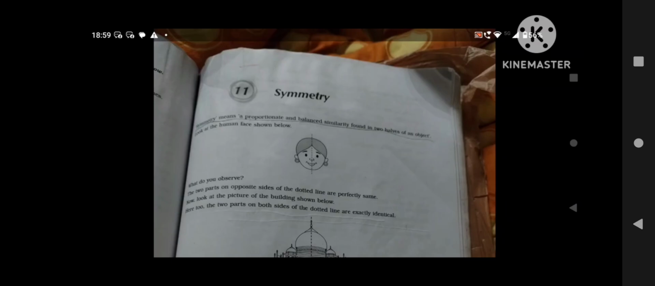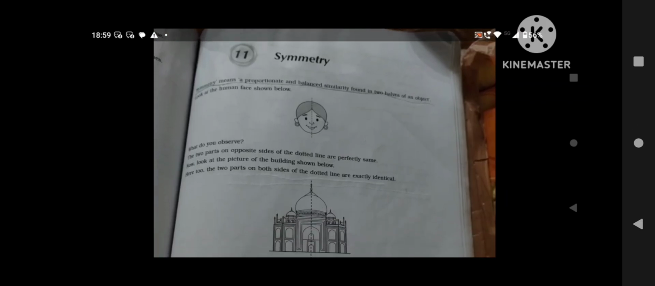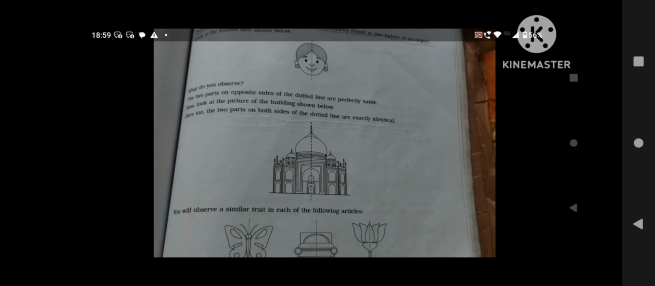Symmetry. Symmetry means a proportionate and balanced similarity found in two halves of an object. Look at a human face shown below. What do you observe? The two parts on opposite sides of a dotted line are perfectly the same.